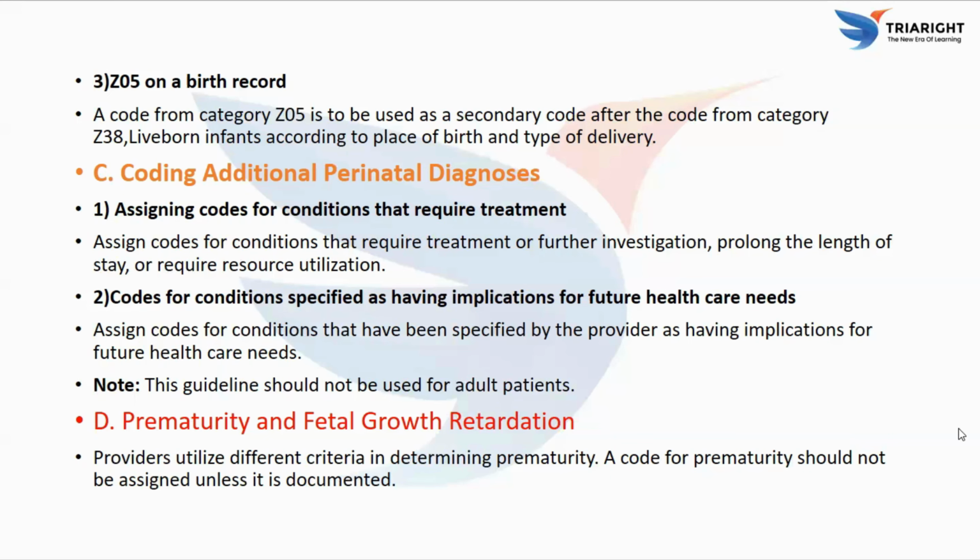So what is the second guideline? Conditions with the future health complications or implications. So code a condition if the provider says it may affect the baby's future health needs, even if no treatment is needed now. Example like heart murmur that needs future follow-up, congenital anomalies, hip dysplasia that needs monitoring.